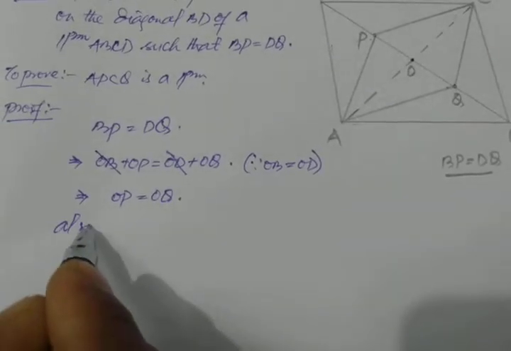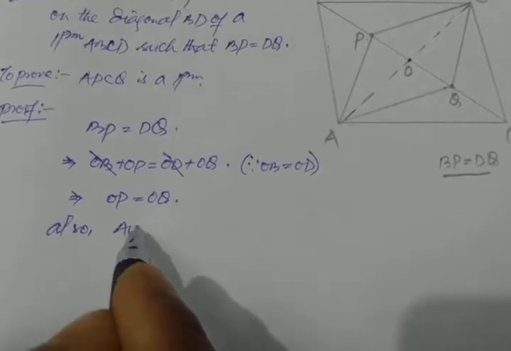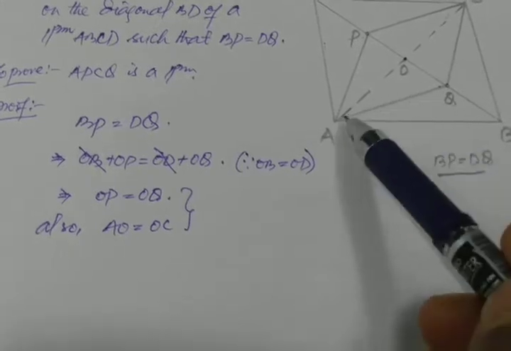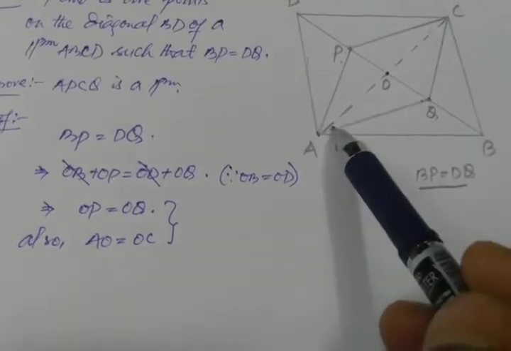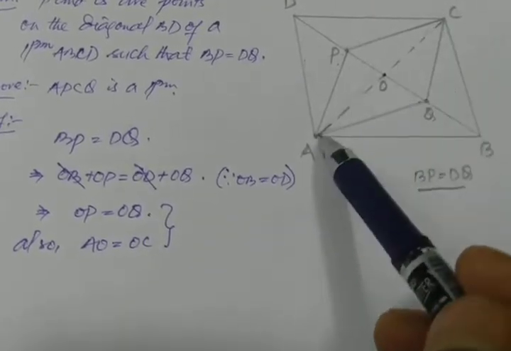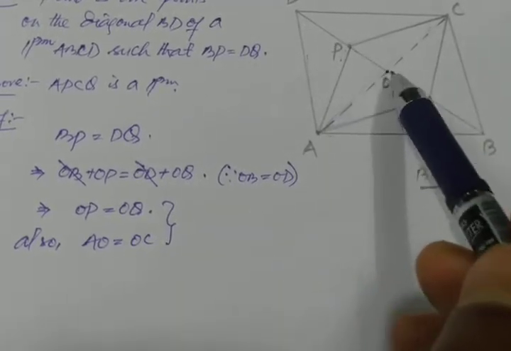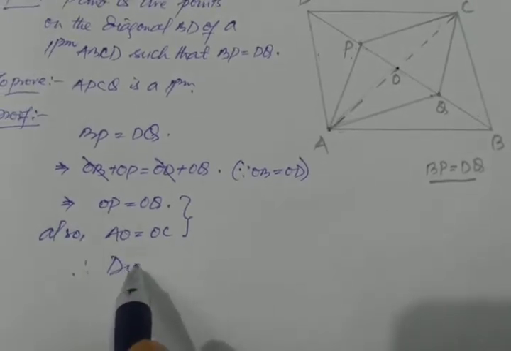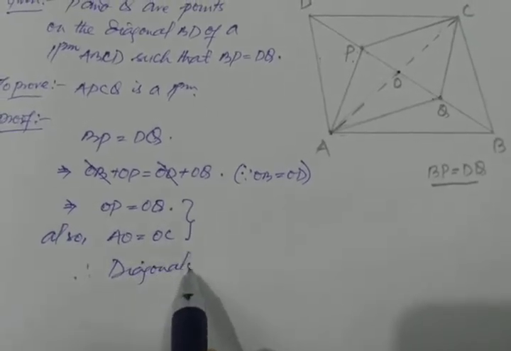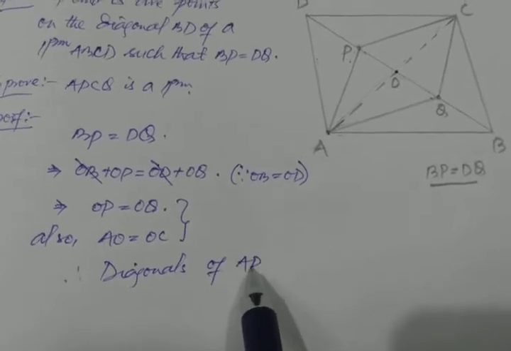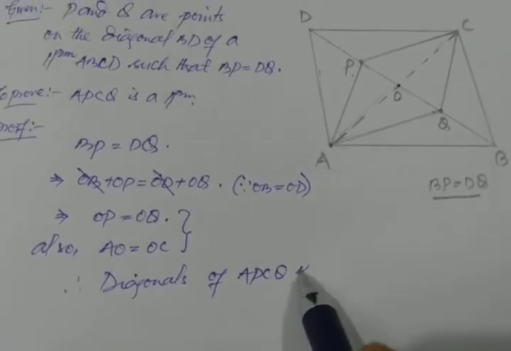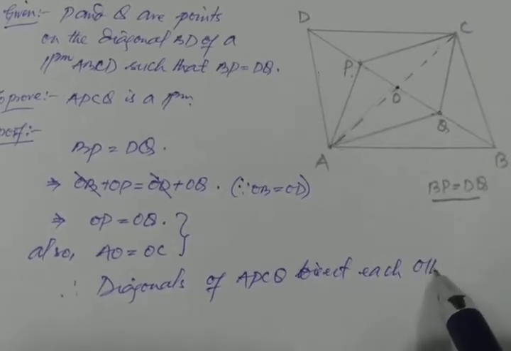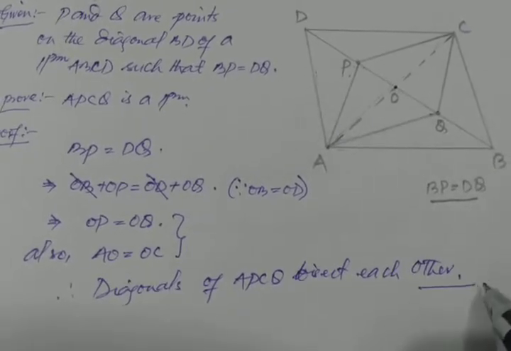Also, AO equal to OC. Now these two make sure that for APCQ, diagonal AC and PQ bisect each other. OP equal to OQ, AO equal to OC. Therefore diagonals of APCQ, which is a quadrilateral, bisect each other. That is the first equation.